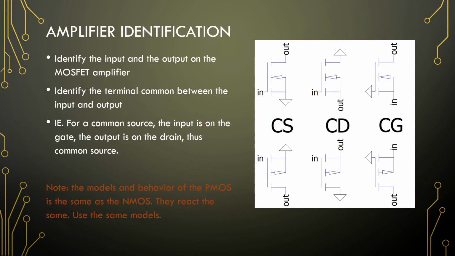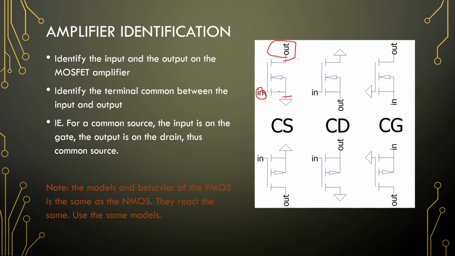So first off, amplifier identification. The best way is usually to check which terminal is common. So have a look where the input is, have a look where the output is. This is the gate, that's the drain. The one that is not connected to the input or output, that is the common terminal, and that will make this a common source amplifier.